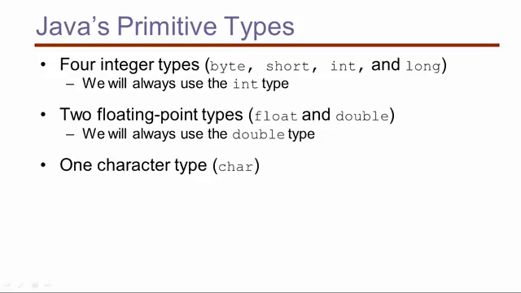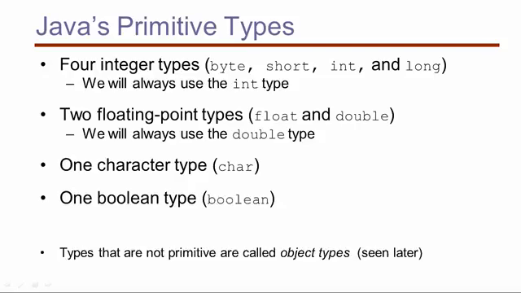You may hear people pronounce it as char since it is short for character, but I've always pronounced it as the type char. And the last primitive type is boolean, which can hold a single true-false value. Now, any type that is not a primitive type will be an object type, and we will see those later.